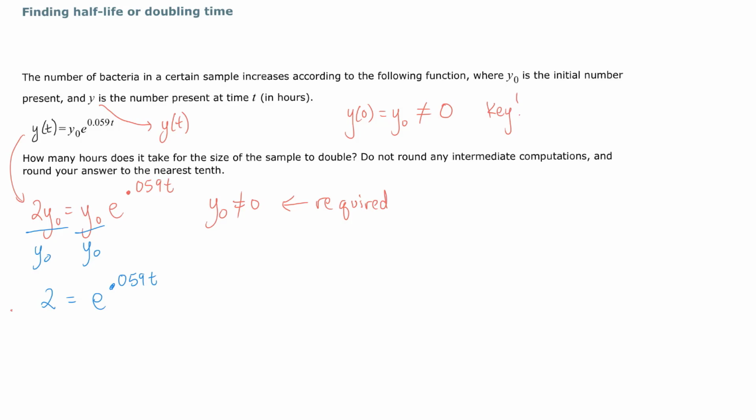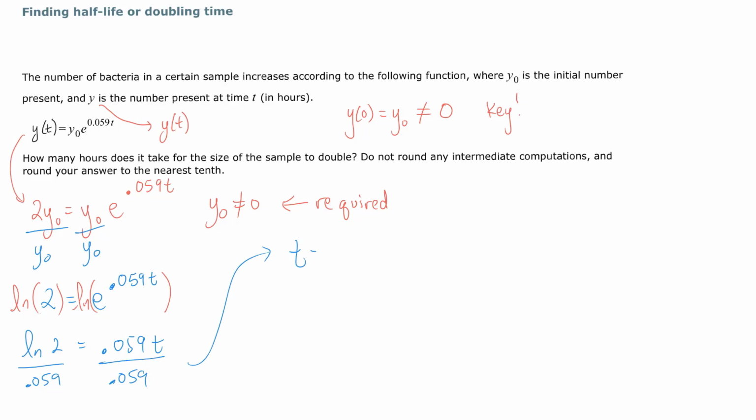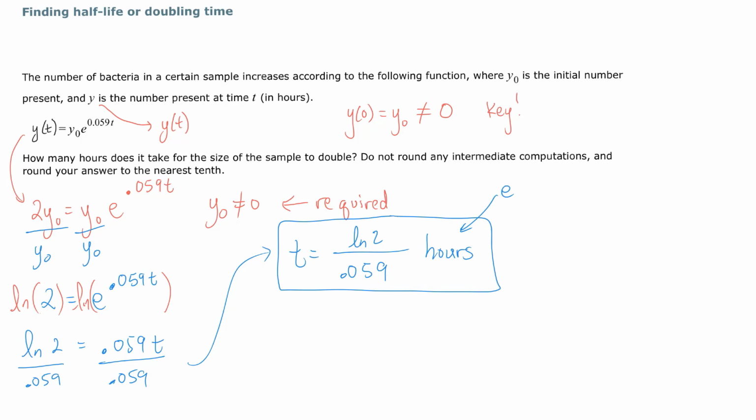And of course, we'll use the inverse function of the exponential function, which is natural log for this particular case. And now we have ln of 2 is equal to 0.059 times t. 0.059 is not 0, so we could divide the entire sides by 0.059, and we finally get t to be ln of 2 over 0.059 hours. Even though this is not the final answer, I'm going to box this because you always find the exact answer first before you do any kind of approximation.